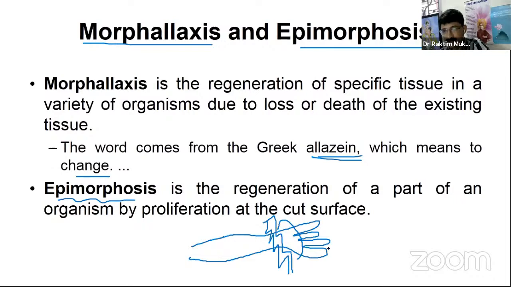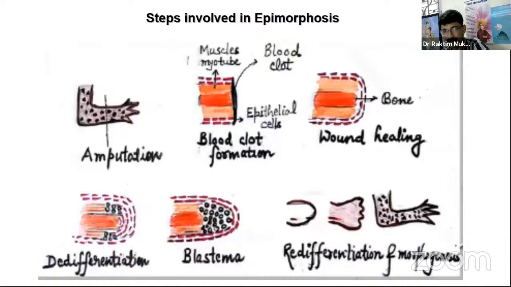Now let's see some of the steps involved in epimorphosis. One, of course, is amputation. In the beginning, we start with either a natural or experimental amputation. Of course, the lizard tail is a very important example. The salamander limb. So there you have the amputation.